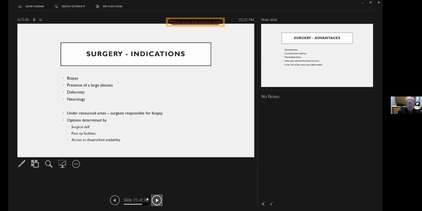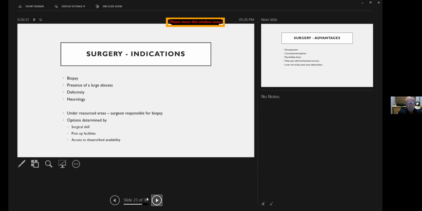So your indications for surgery include doing a biopsy. Now, unfortunately, in under-resourced areas, it's the surgeon who's responsible for the biopsy. Then an indication for surgery might be the presence of a large abscess. Remember, the disease is paucibacterial, and it takes a long time for the antibiotics to penetrate the abscess. So Madeleine again is going to talk about the duration of treatment, but patients with large abscesses, if they don't get surgery, need longer durations of chemotherapy. Deformity, yes, there are indications to either correct the deformity or prevent the deformity, and I'll go into that. And then neurology, if you've got worsening neurology despite treatment, then that would be an indication for surgery.